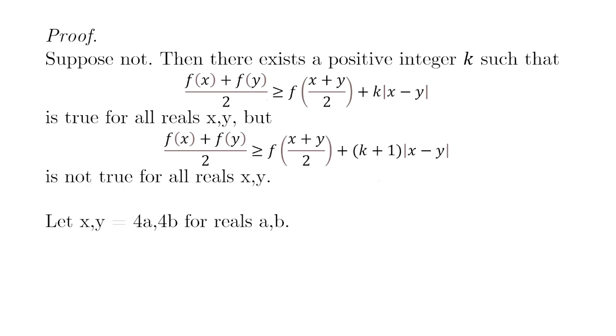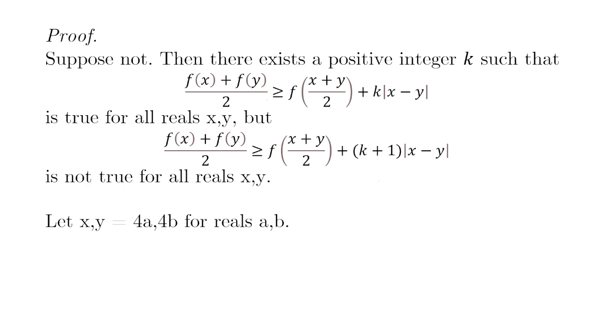So let's say, suppose not. Then there exists a positive integer k such that, and then we just have our original inequality except with a k in front of the absolute value of x minus y. The reason why I can structure it like this is I'm basically saying k is the best that we can do. So k is kind of like the best factor that we can put in front of this absolute value of x minus y. And I know k can be a positive integer because I know k is at least 1 from the problem.